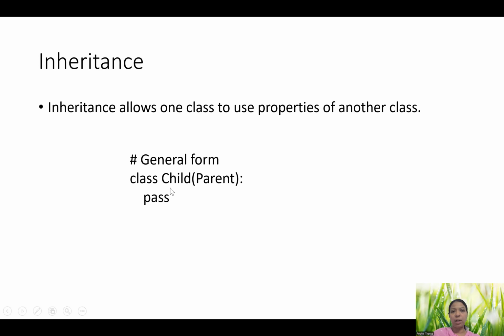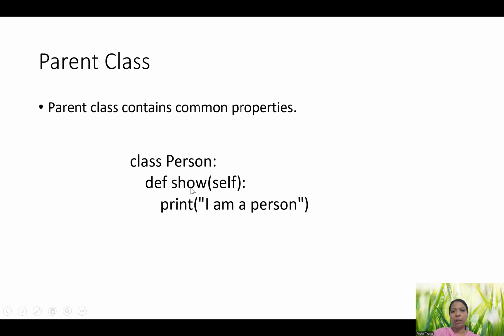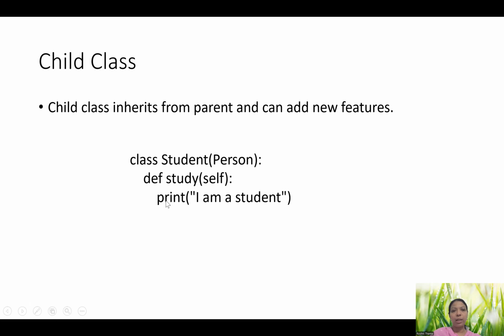So here is a general example of how to create a child class. Write class, the child name, and inside the brackets give the parent name. Single inheritance means one child class inherits from one parent. Here you can consider the class person as the parent, and here we have the child class student. Inside the bracket, you have to give the parent. So this becomes the child, and this is the parent. This is how we define a parent class, a normal class name, and a normal function inside it called show. We know that whenever we define any function inside a class, we should have a parameter called self, which denotes the current object. And then here we have a child class.